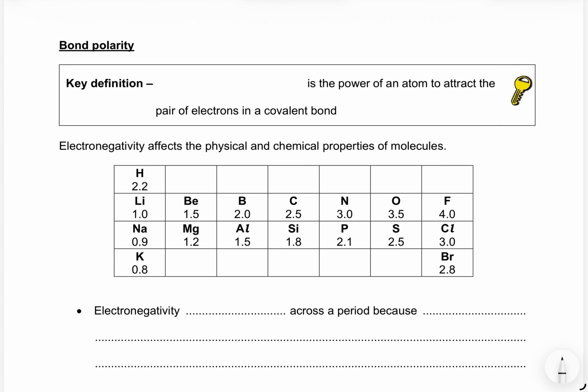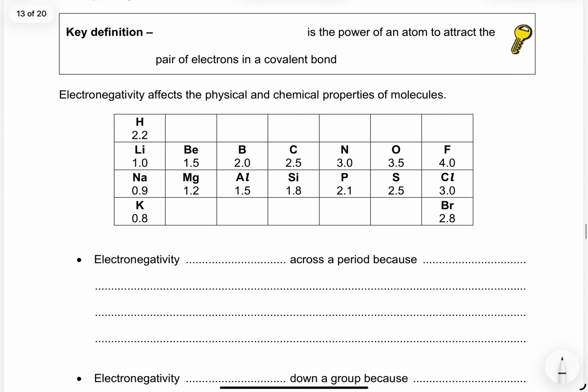A bond is polar if one atom has a greater power to attract the shared pair of electrons than another. That power to attract the shared pair of electrons in a covalent bond is called an atom's electronegativity. So a bond has polarity if there's an uneven distribution, but an atom has electronegativity, the power to pull the pair of electrons in the covalent bond towards itself. There is a trend in this electronegativity across the periodic table. You do not need to learn these numbers. These are called the Pauling electronegativity values. You don't need to know them.